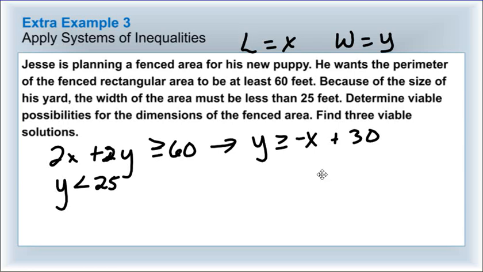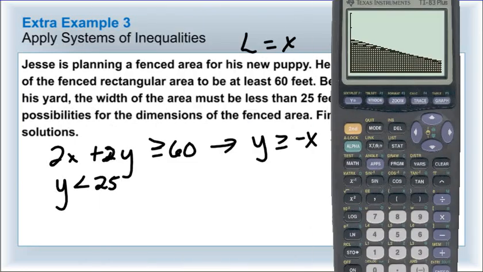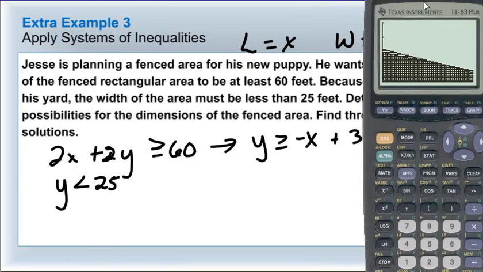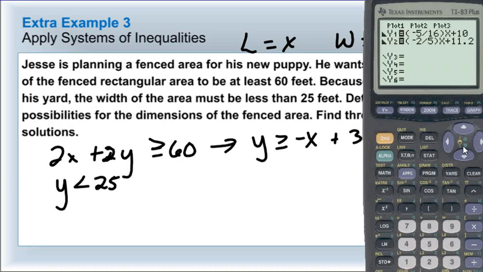So on my calculator, come over here. My y equals, going to clear everything that I have here. First one would be negative x plus 30, and it has to be above that line. Shading has to be above that one. So I'm going to hit enter until I see the shading at the upper corner.